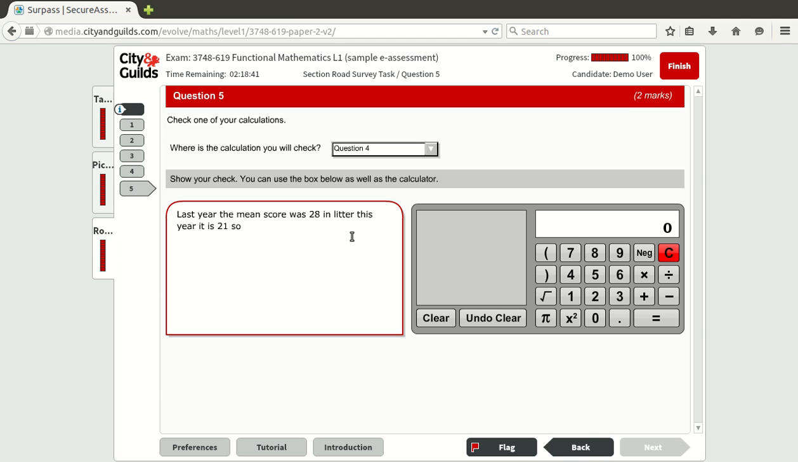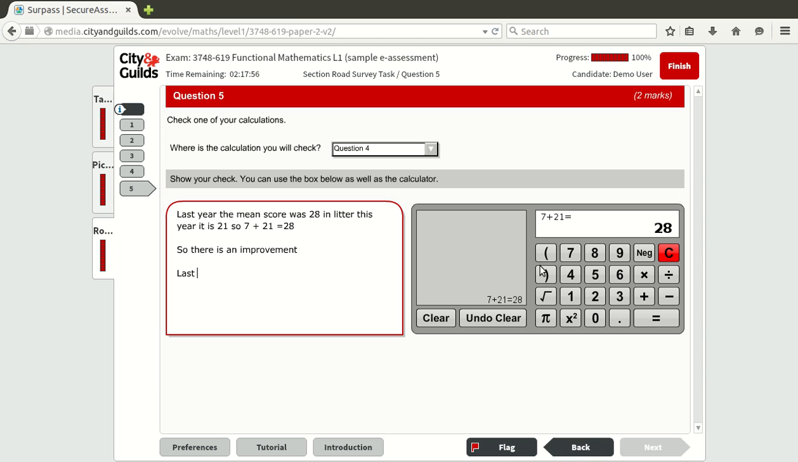So 7 plus 21 here is equal to 28. So 7 plus 21 is 28, so there is an improvement.